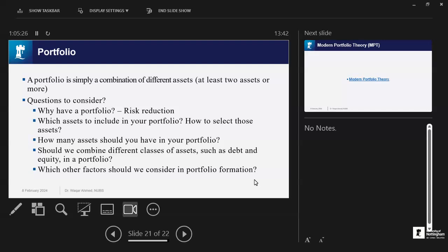But when you look at portfolios, these are the questions that you need to consider. Why should we create a portfolio? I've given you the answer on the slide. Risk reduction. When you create a portfolio, it reduces the risk. How does it reduce the risk? I'll explain how a portfolio reduces risk. The idea of a portfolio is based on common sense, and I'll show you why in a minute or two.